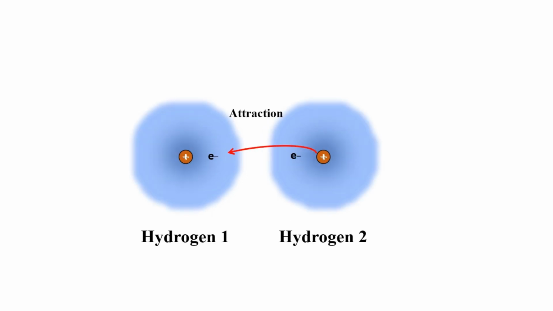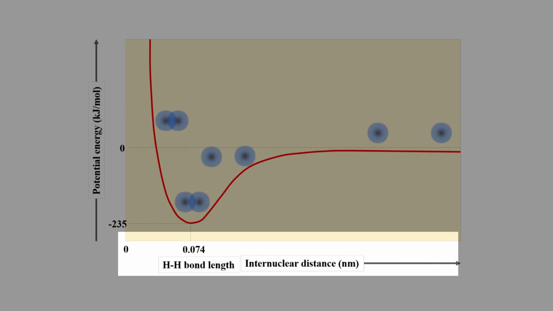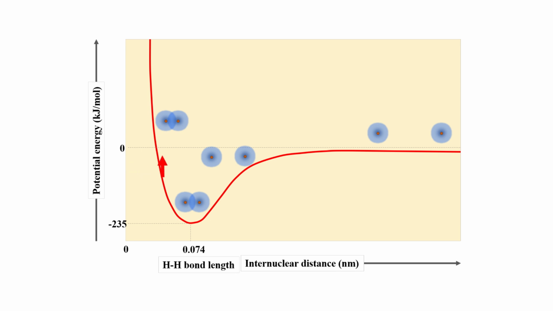The positive charge of the proton in hydrogen atom 2 attracts the electron of hydrogen atom 1. Similarly, the electron of atom 2 is attracted to the proton of atom 1. We can plot the total energy of the system as a function of the distance between the hydrogen nuclei as shown in this graph. The zero point of energy is defined with the atoms at infinite separation. At very short distances, the energy rises steeply because of the importance of the repulsive forces when the atoms are very close together. The bond length is the distance at which the system has minimum energy.